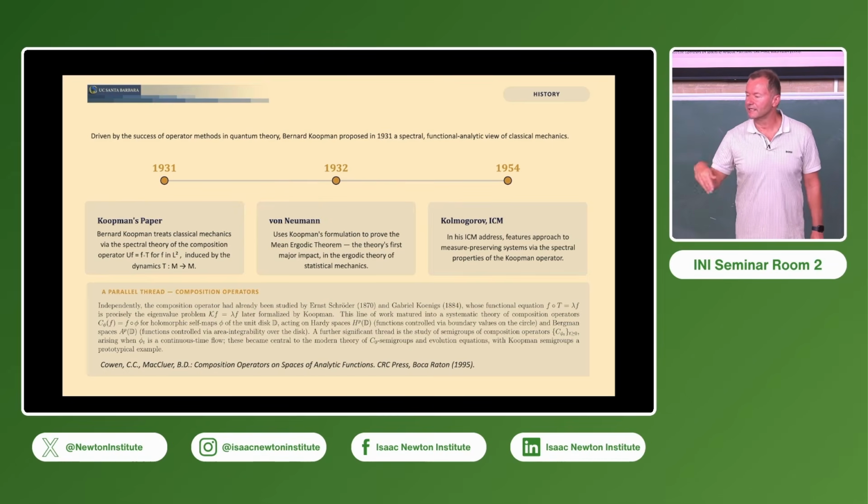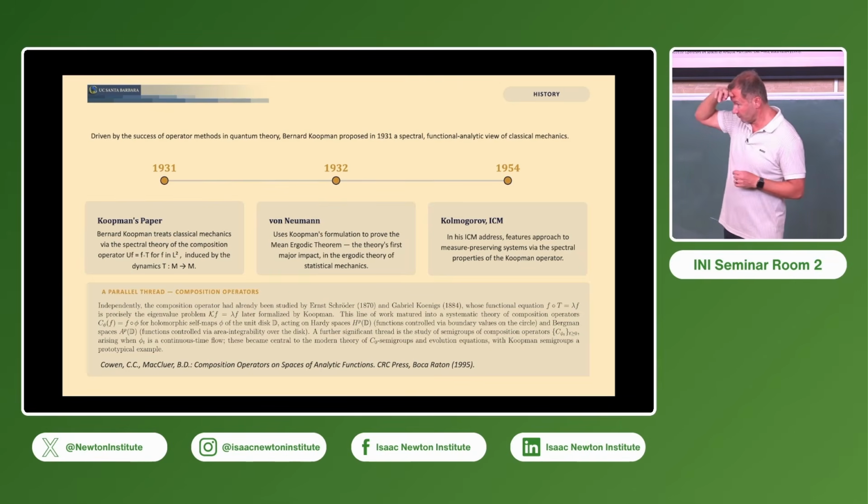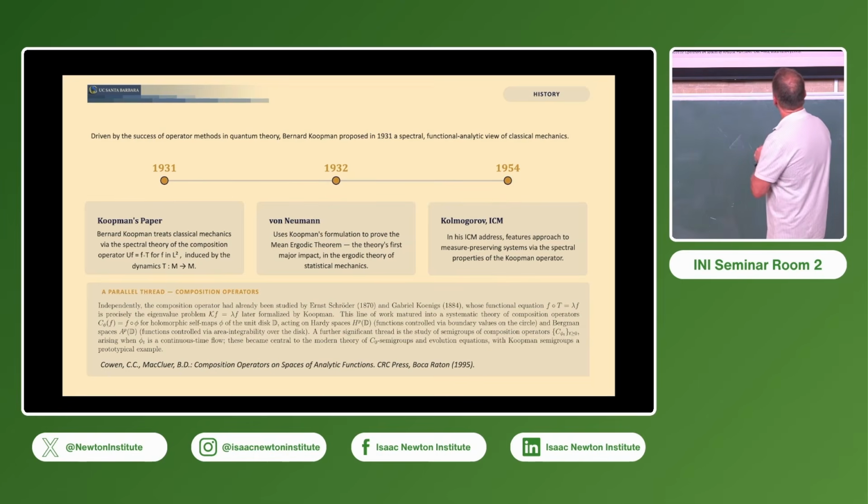Then von Neumann said, oh, if I have a very large dynamical system, 10 to the 27 molecules or something like that, can I prove that the time averages that I'm taking of some observables in that system, for example, energy, actually converge? And von Neumann proved that in the mean. Birkhoff used Koopman's formulation. That was a massive deal at the time.